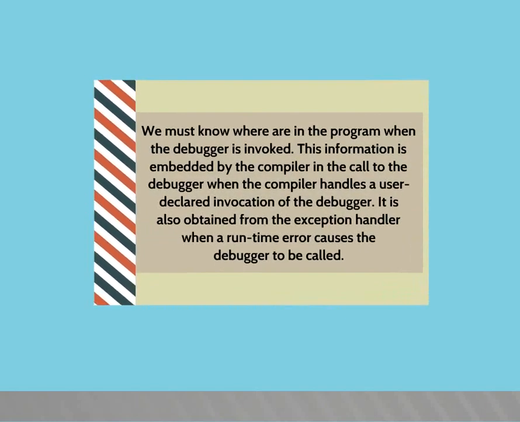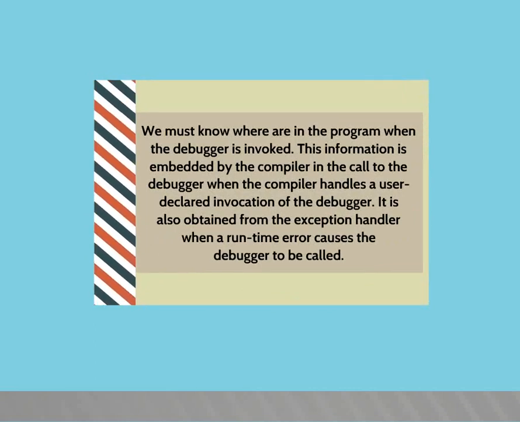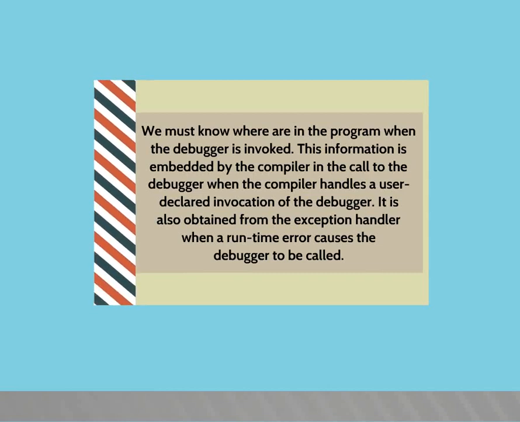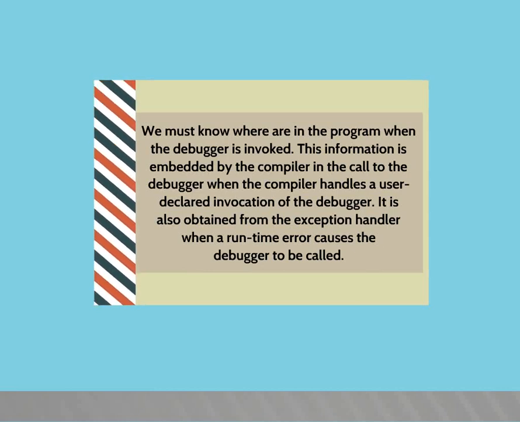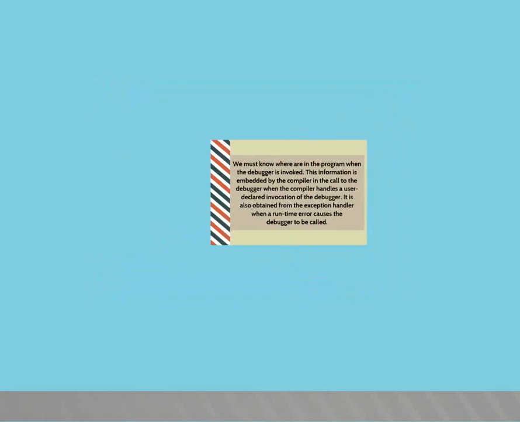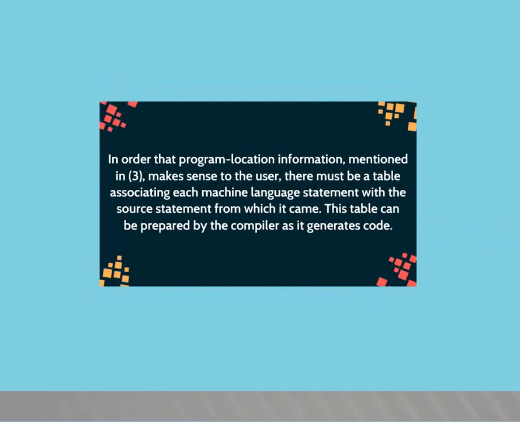We must know where we are in the program when the debugger is invoked. This information is embedded by the compiler in the call to the debugger when the compiler handles the user-declared invocation of the debugger. It is also obtained from the exception handler when a runtime error causes the debugger to be called. In order that program location information makes sense to the user, there must be a table associating each machine language statement with the source statement from which it came. This table can be prepared by the compiler as it generates code.